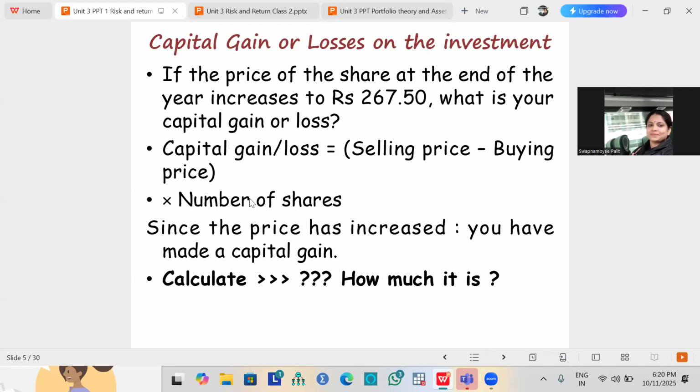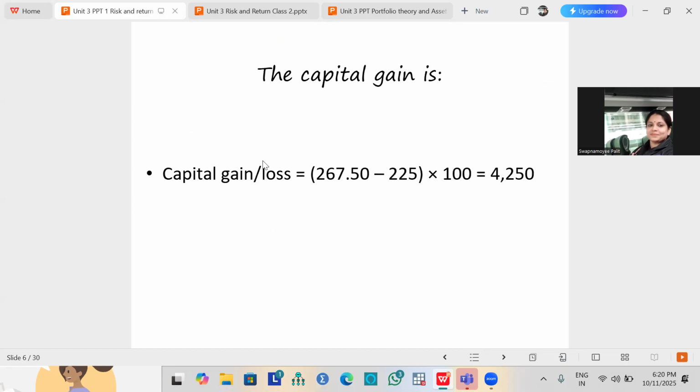Your selling price, suppose it has increased to 267.5, and your buying price was 225. Because the selling price is more than the buying price, you are making a gain. That total gain, as you can see on the slide, is 267.5 minus 225, into 100 shares. So you have a total gain of 4250.